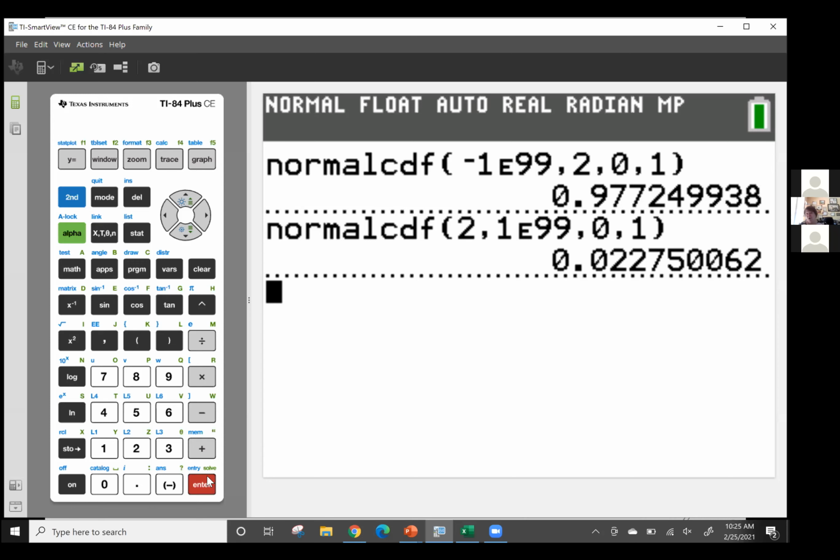0.02275. And again, you should be able to see that if I take those two numbers on my TI screen, the 0.9772 and the 0.0228, and I added those together, I should get 1. So the area to the left of 2 plus the area to the right of 2 should equal 1 because the total area underneath the continuous probability distribution is the number 1.